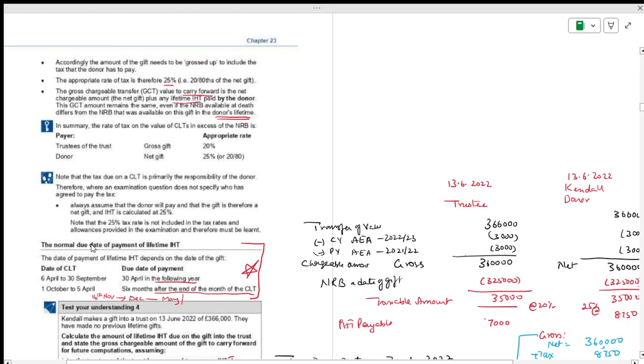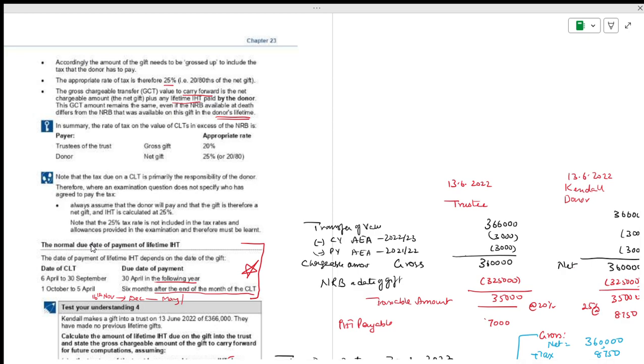What they have mentioned: the gross chargeable transfer value to carry forward is the net chargeable amount plus any lifetime IHT paid by the donor. The GCT amount remains the same if the NRB is available. In summary, the rate of tax on the net gift, how much have you given as net gift?